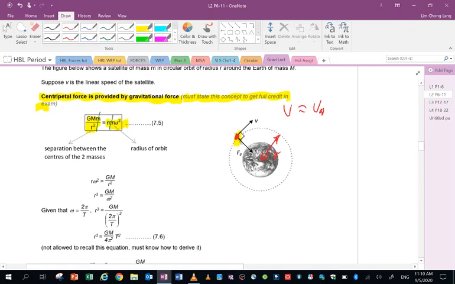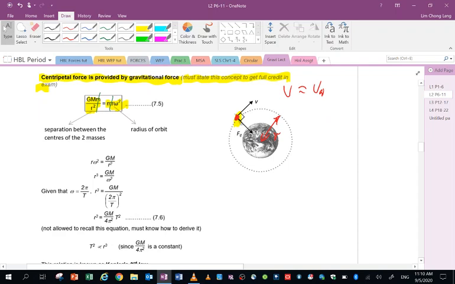If you pause and look at the mathematics, eventually you get equation 7.6, which is a very important equation because r cubed is proportional to T squared. In between you have a constant, GM divided by 4π², so r cubed is proportional to T squared. This is Kepler's law. It shows very clearly that for a certain orbit of radius r, there is a unique period.